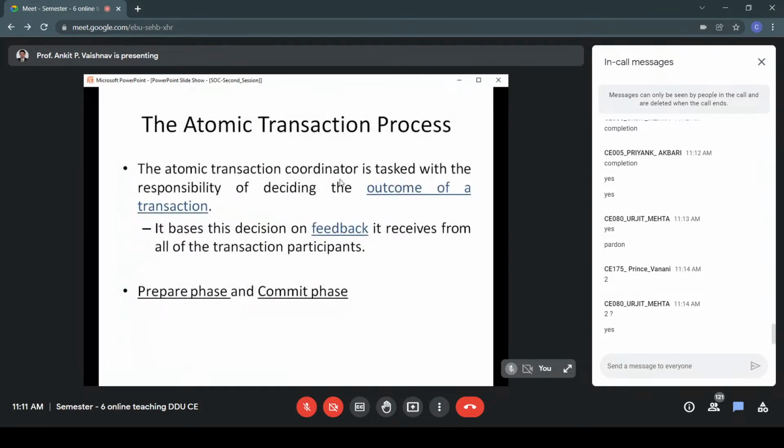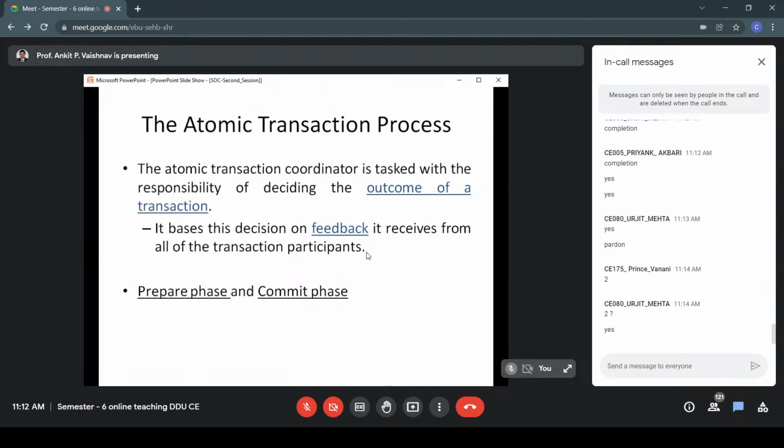So the Atomic Transaction Coordinator is tasked with the responsibility of deciding the outcome of the transaction. Obviously, because its goal is to decide what happens in the end. Either everything should be committed or we should roll back. It is based on the feedback received from all the transaction participants. We should not miss any one service because this is atomic transaction behavior.